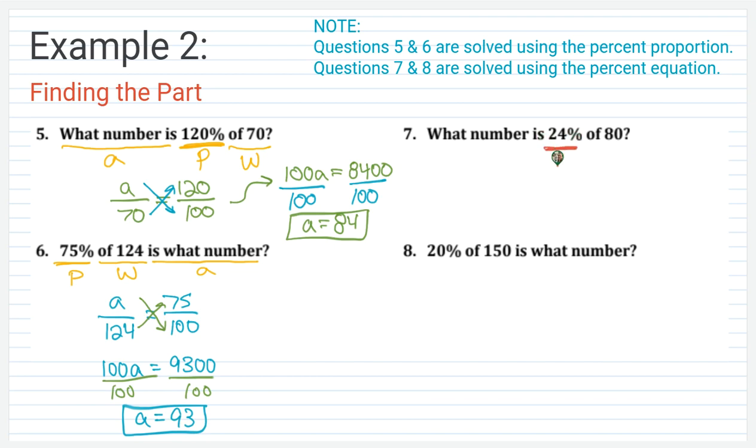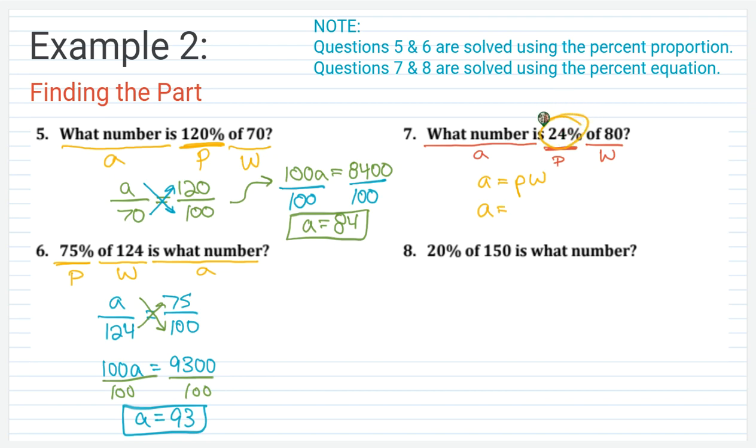My percent is that 24% there. It's of 80, so that's going to be W. And then what number is? That is your part that you were trying to find. With our equation, remember it's going to be A equals P times W. And I'm actually going to go ahead and rewrite that equation just so we can see how this is going to be set up. And this is why students love this method so much when we find the part, because you're just going to be plugging in P times W.